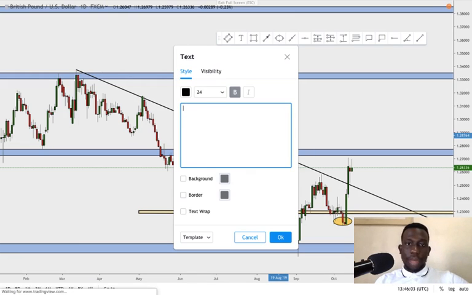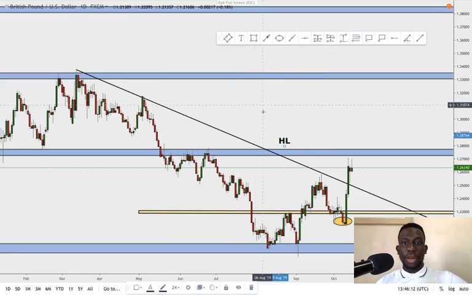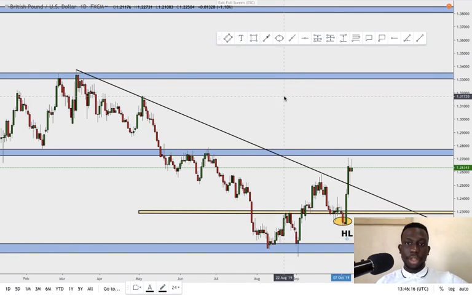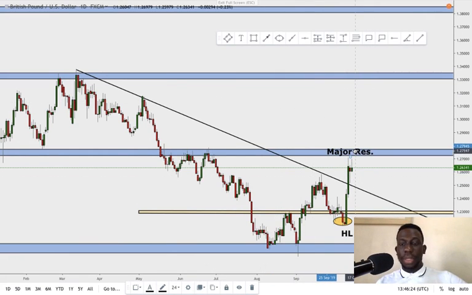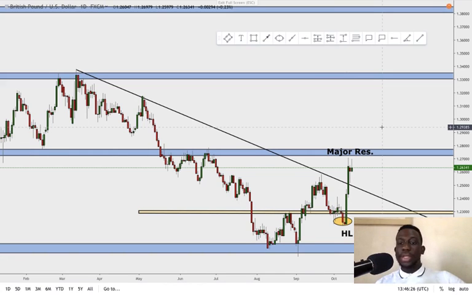So I can just say something like higher low. HL stands for higher low, and then I can simply drag this down here, and then I can write something like major resistance, major res up here, and then I can put this here. For people who are actually on my program, they would understand what I mean by this, that we've come in to put in a higher low. Okay, we fired out of here. If you're going to get long, this is major resistance, so you should basically watch out for it.